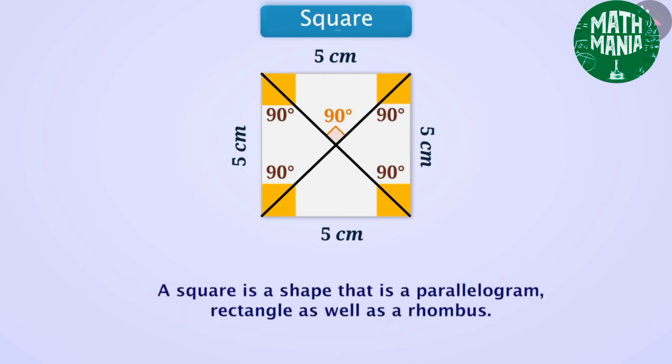Square is a figure which is a parallelogram, rectangle as well as a rhombus also. Can you find out the reason why this is so? Try this yourself.